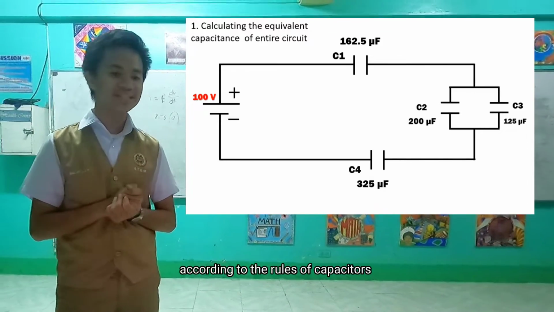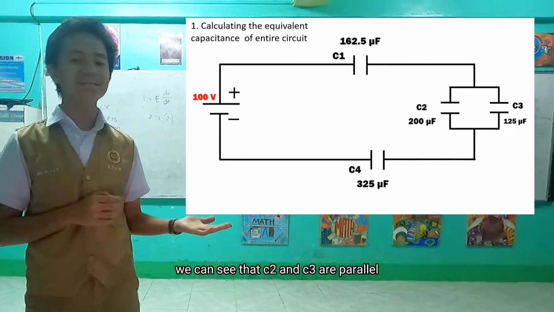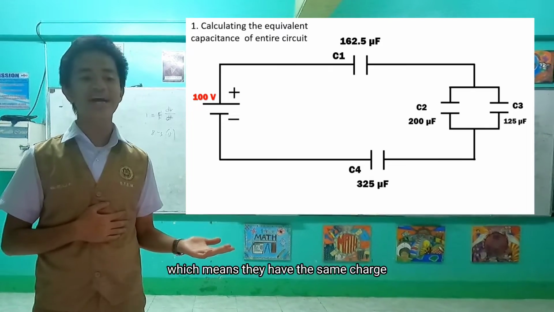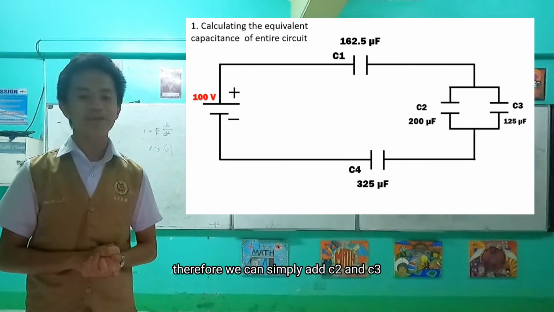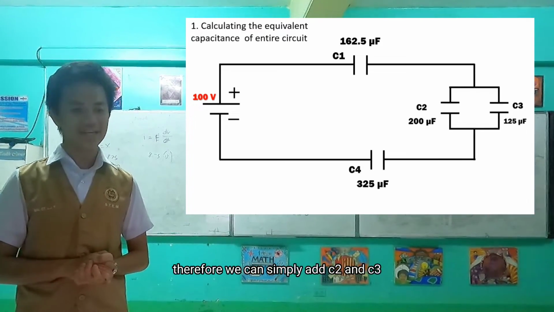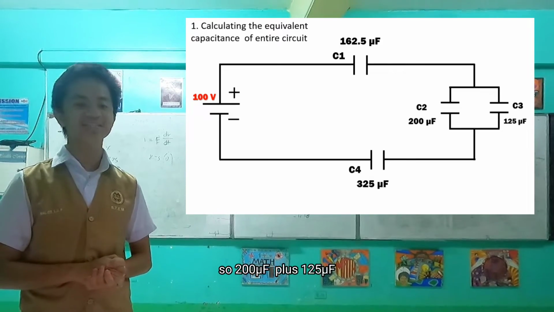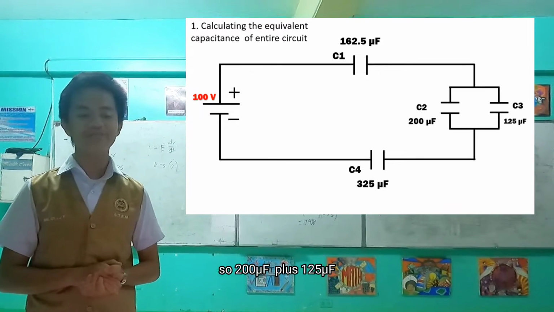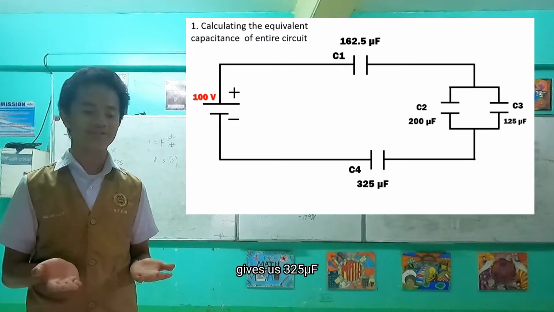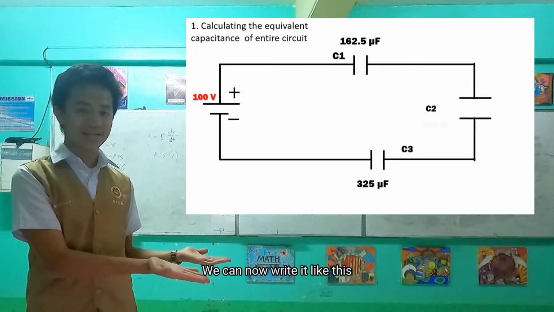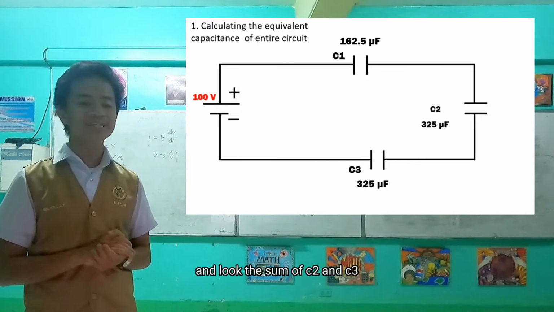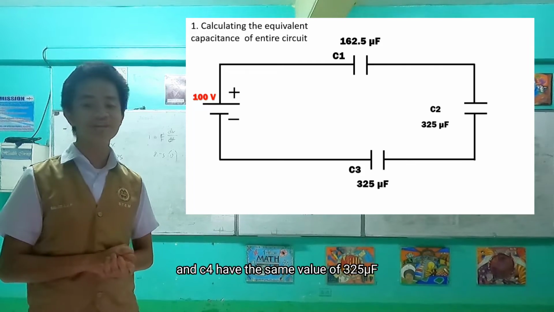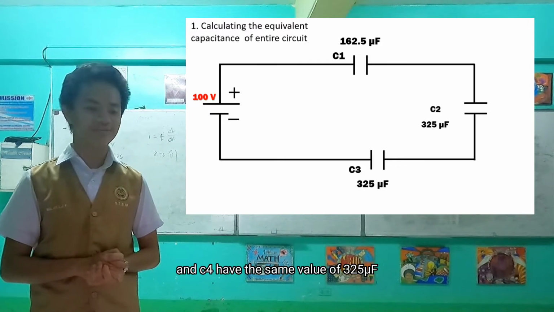According to the rules of capacitors, we can see that C2 and C3 are parallel, which means they have the same charge, and therefore, we can simply add C2 and C3. So 200 microfarads plus 125 microfarads gives us 325 microfarads. We can now write it like this. And look, the sum of C2 and C3 has the same value of 325 microfarads as C4.